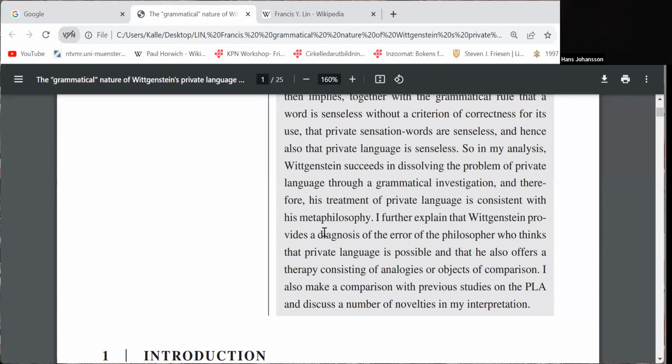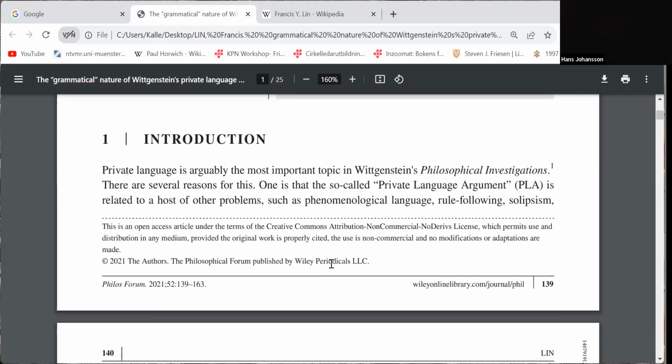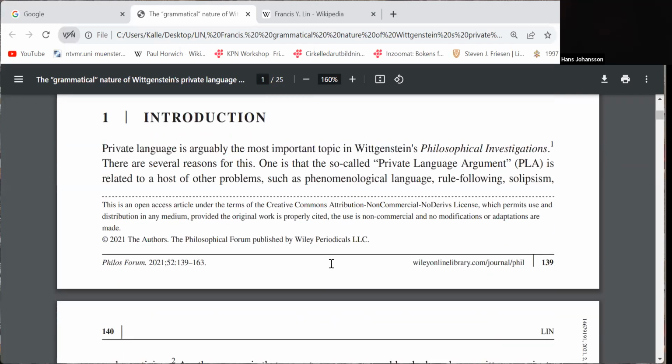I will also make a comparison with previous studies on the PLA and discuss a number of novelties in my interpretation. 1. Introduction.